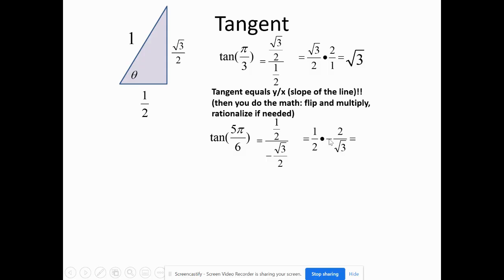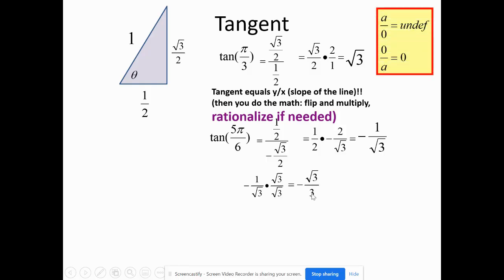Keep that negative sign there. Reduce, cross out your 2's. But this is where the rationalize if needed comes into play. For special triangles on the unit circle, we do not leave square roots in the bottom. So to rationalize this, you're going to multiply by root 3 on top and bottom. When I multiply the top, I'm just going to get root 3, but the reason I did that is because when I multiply root 3 times root 3, now I just have a regular 3 at the bottom. So the answer to tangent is negative root 3 over 3.